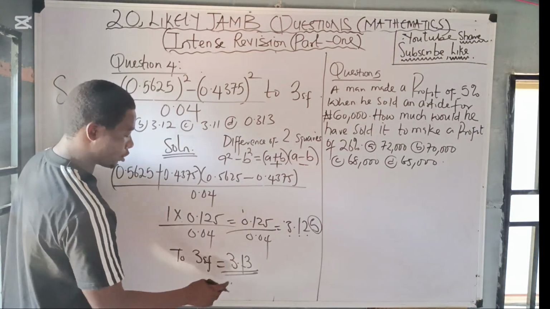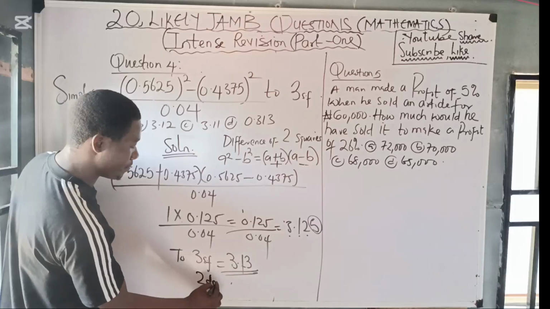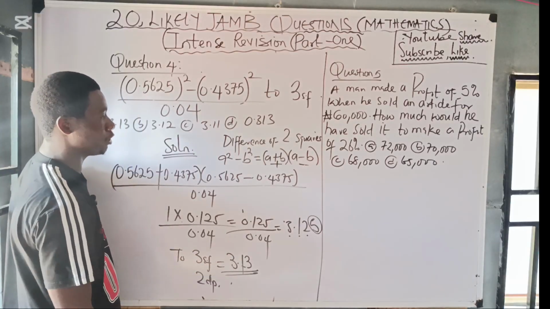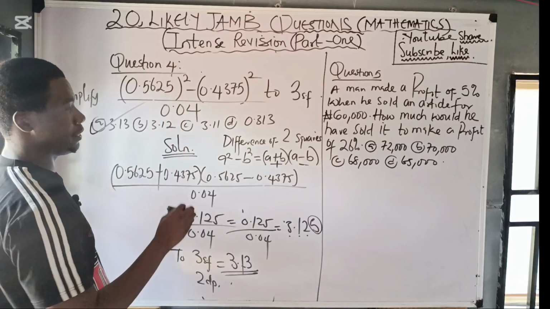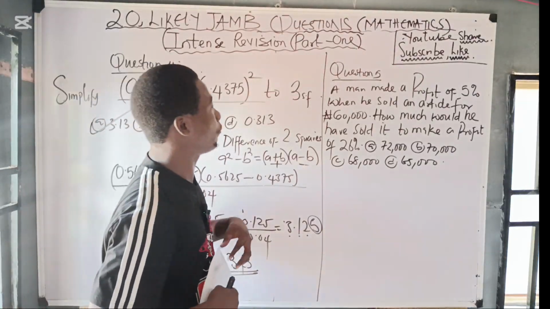This 3 significant figures is also the same as 2 decimal places because you have 2 numbers after the point. So the answer is A, 3.13. That is the answer. Now let's solve question number 5.